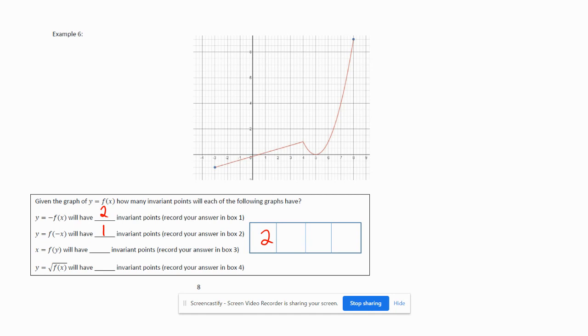X equals f at y. Okay, so x equals f at y is going to be an inverse. And remember, x equals f at y is the same thing as a reflection in the line y equals x. Okay, so y equals x: 1, 1, 2, 2, 3, 3 is this line over here. Negative 1, negative 1 is going to look like this.